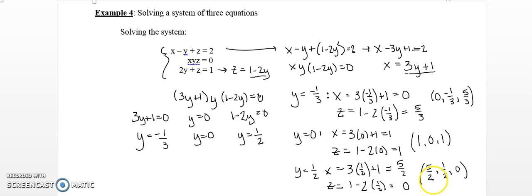So in a three-dimensional system, for these three, these would be the 3 points of intersection, the x, the y, and the z. That's it.